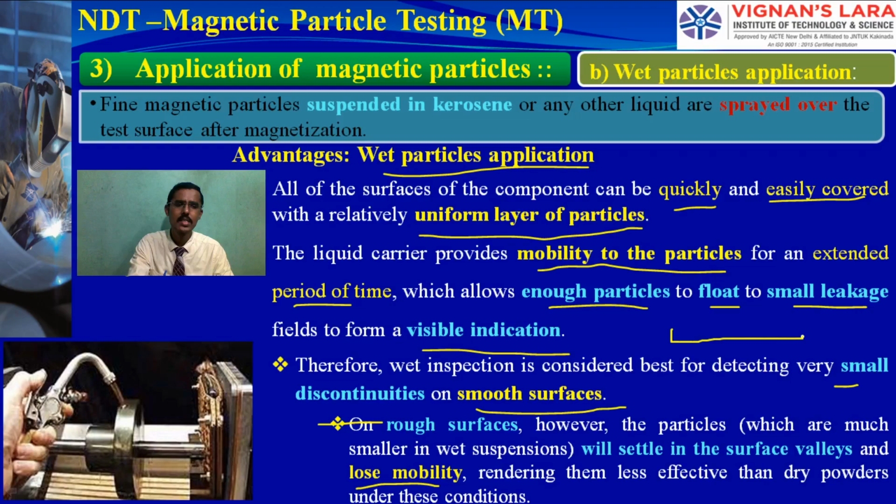If we have an irregular form of specimen, with irregular cavities or valleys in the specimen, what happens when the liquid is sprayed there? It will stop here. It will not float. So we understood we need a smooth surface. Flat, horizontal, smooth surfaces are needed for wet particle inspections.